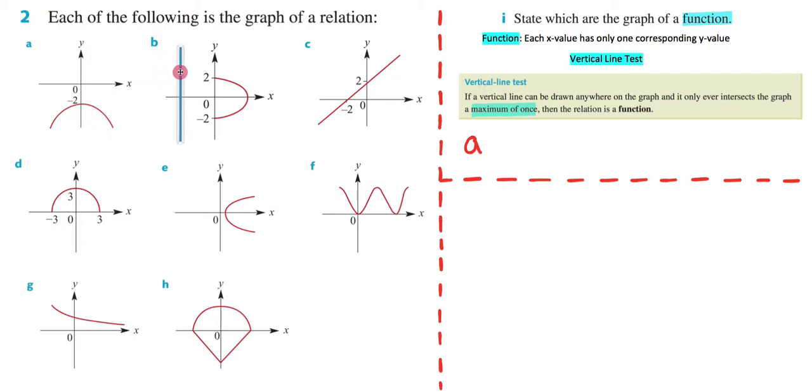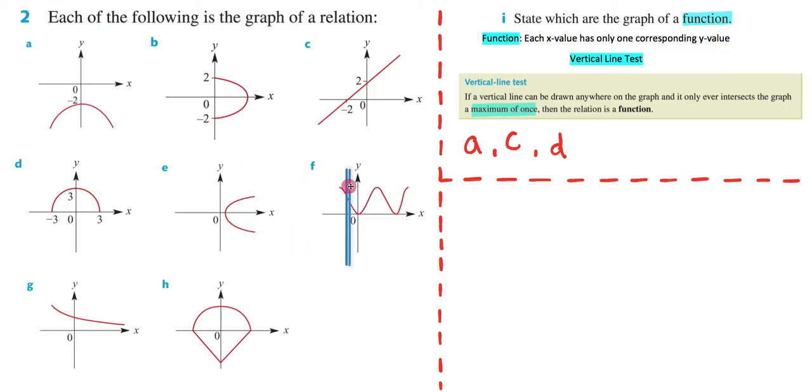Then I'm going to come to B and sweep across my vertical line. And as you can see, I'm going to have more than one intersection point, which means that B is not a function. I'll then come to C, and as I sweep my vertical line across, I'm only ever going to have one intersection point, which means that C is a function. I'll then come to D, and as I sweep my line across, I'm only ever going to have one intersection point, so that means that D is a function. I'll come to E, and as I sweep my line across, I'm going to have more than one intersection point, which means that E is not a function.